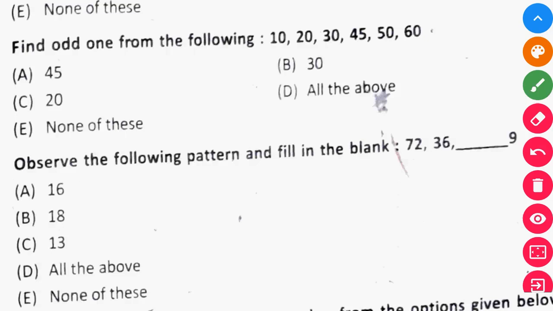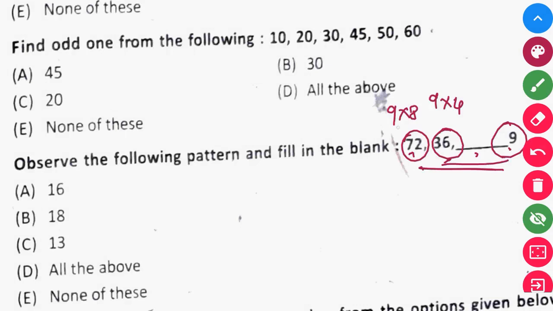Observe the following pattern and fill in the blank with the correct answer. Now see, 72, 36 and 9, all the numbers are coming in the table of 9. But 9 1s are 9 and 9 4s are 36. 9 8s are 72. So see, 9 4s are 36, 9 8s are 72. Okay, so you cannot say 9 zeros are 9 because there is no such option.